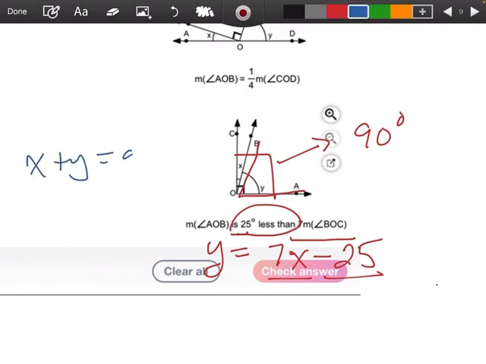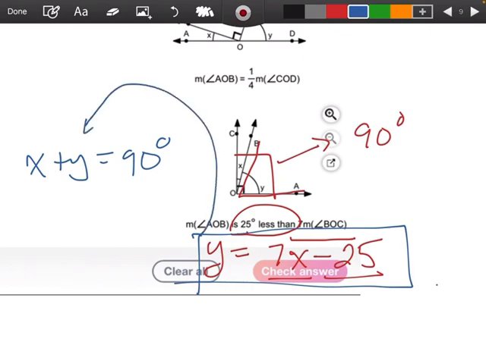So guys, first thing I know, X and Y have to add up to 90 degrees. And I also know that Y is equal to 7X minus 25. So guys, I'm going to come back over here. I'm going to plug this in. So X plus 7X minus 25 equals 90. Remember, the number in front of that X is a 1.